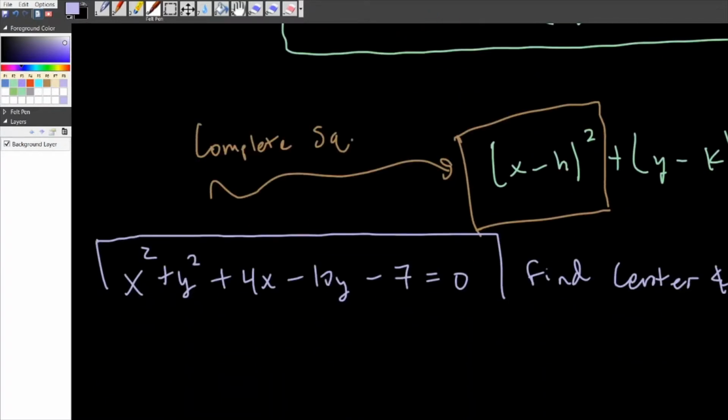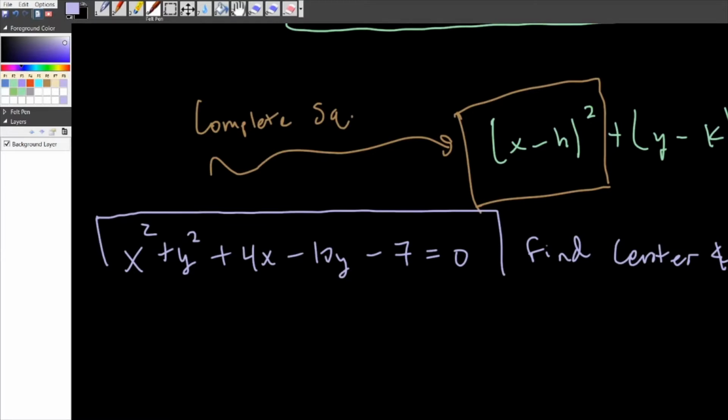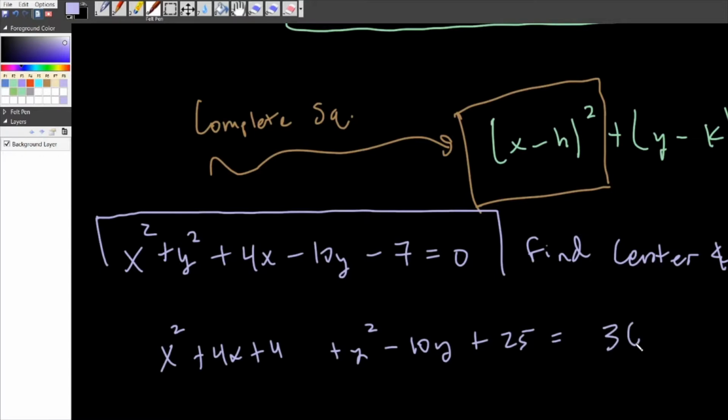Okay, so what is it? I didn't even write the answer. Looks like I'll have to do it from scratch. You should get x squared plus 4x plus 4 plus y squared minus 10y plus 25 equals 36. (x plus 2) squared plus (y minus 5) squared equals 36. So center is negative 2 comma 5 and radius is 6. Is that what we got, y'all? I'll assume that's a yes.